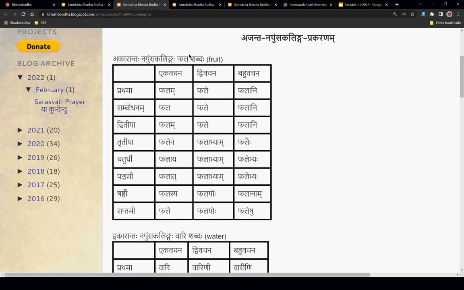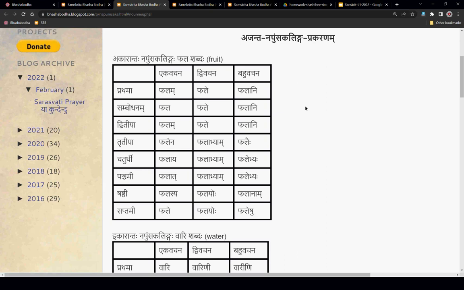Mitram. Pushpam. Patram. Phalam. Toyam, or Udakam. Padatranam. Shirastram.